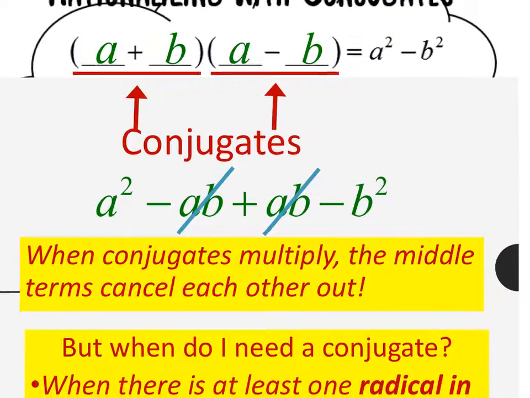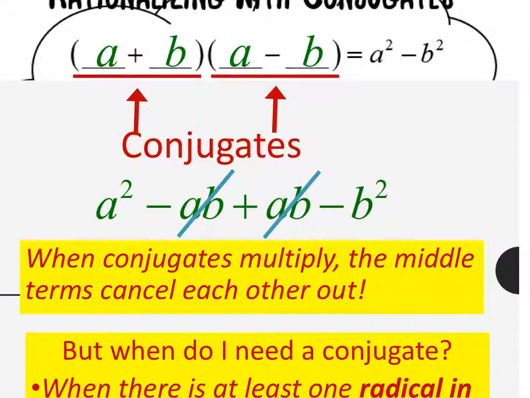So take a look at this. A times a gives us a squared. A times negative b gives me negative ab. B times a, positive ab. And b times negative b gives me negative b squared. Well, look at these two. Different signs cancel out. So this is why we get the difference of two squares.